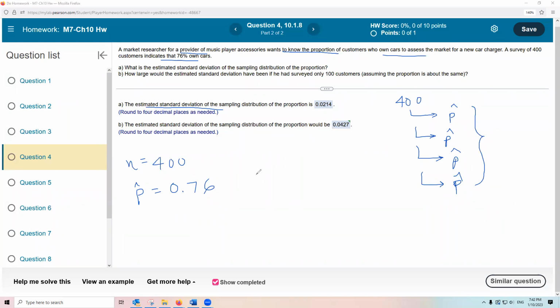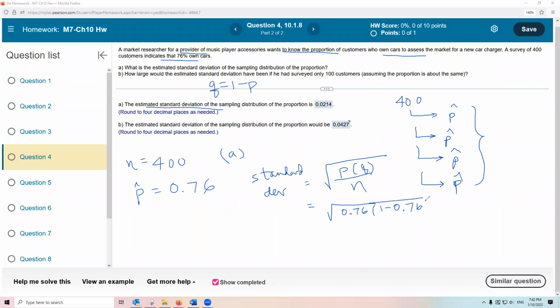Well, there's a formula for this. The standard deviation for the sampling distribution is the square root of p times q over n. Now this letter q is really just 1 minus p. So in our example, this is going to be the square root of 0.76 times 1 minus 0.76, all over the sample size, which is 400. And if you work this out on your calculator, you should end up with the answer 0.021.